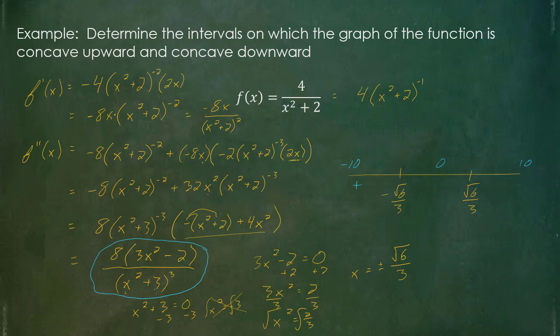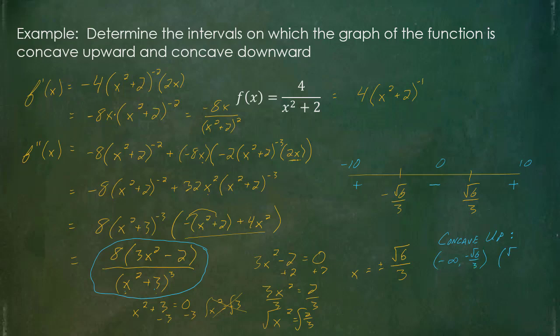If I plug in 0, it looks like the numerator would be a negative 2 times an 8, which is negative. The bottom would be positive. A negative divided by a positive would come back negative. And a number like positive 10 should give me the same result as negative 10 because they're both being squared, so that should also come back positive just like negative 10 did. So now it turns into coming up with our final answer here. So our concavity, we can say it's concave up for the two intervals from negative infinity until negative rad 6 over 3.